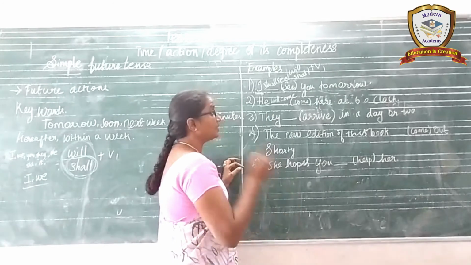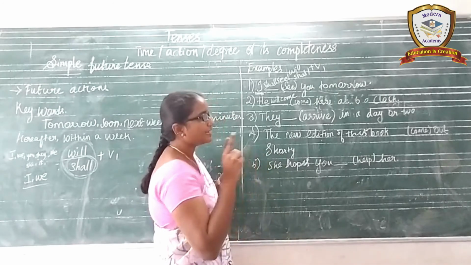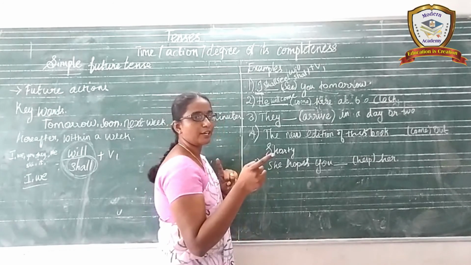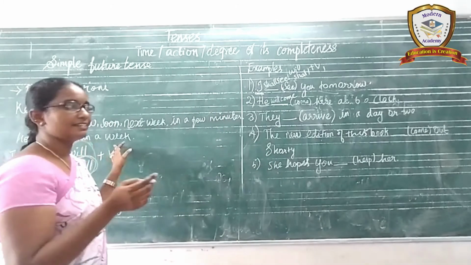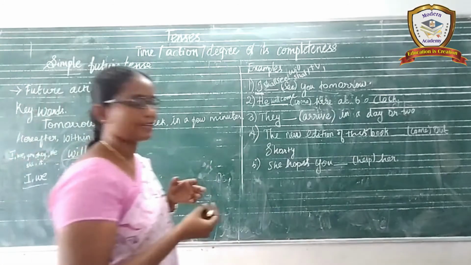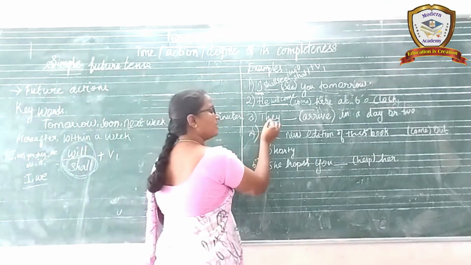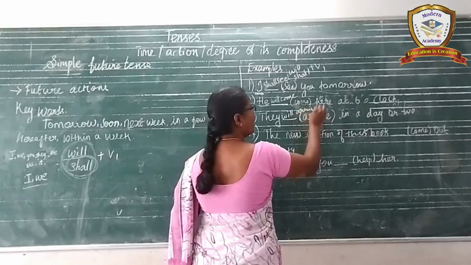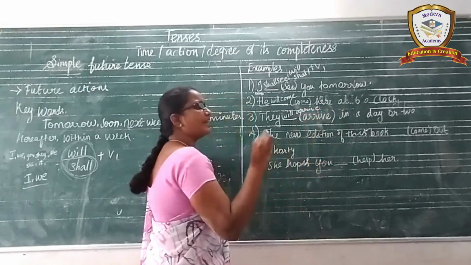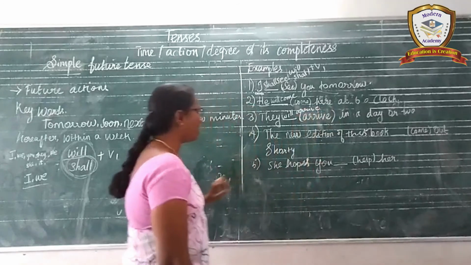And the next one. They dash arrive in a day or two. In a day or two means within a day or within two days. Understand? And the next one. They will arrive in a day or two.